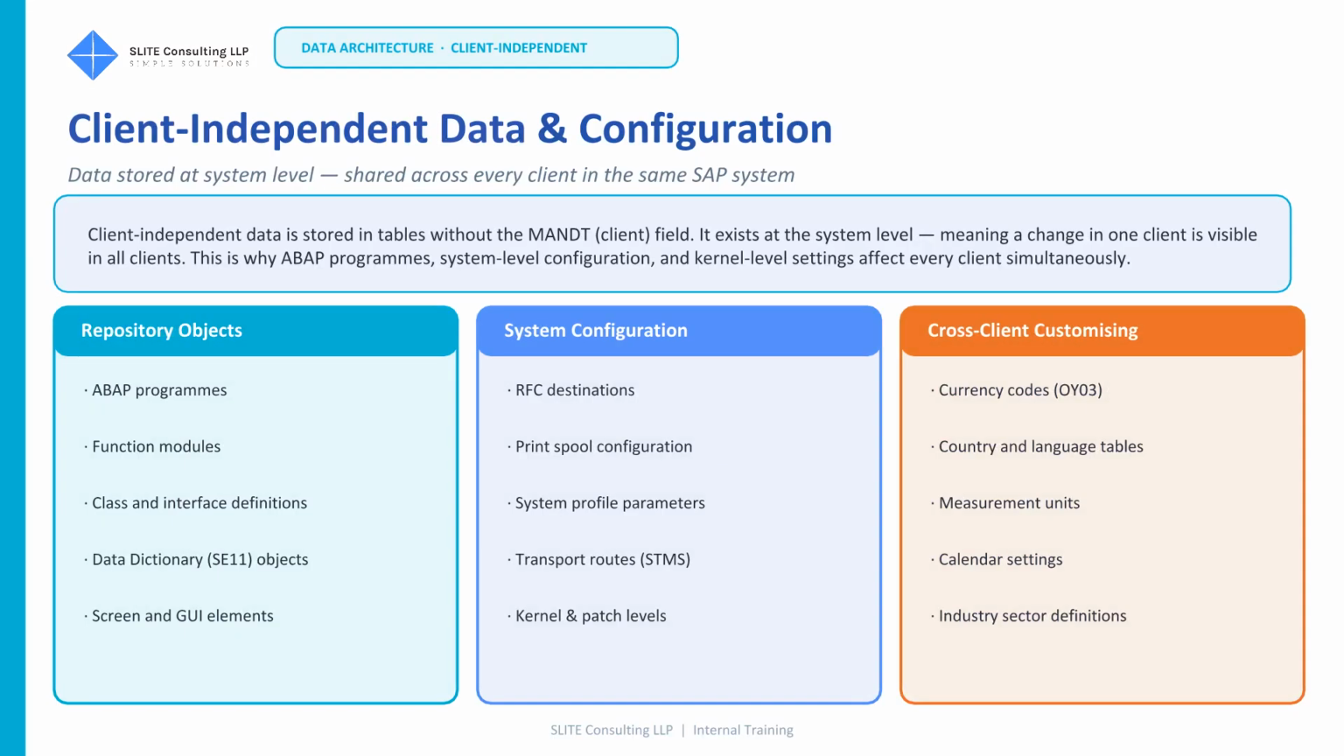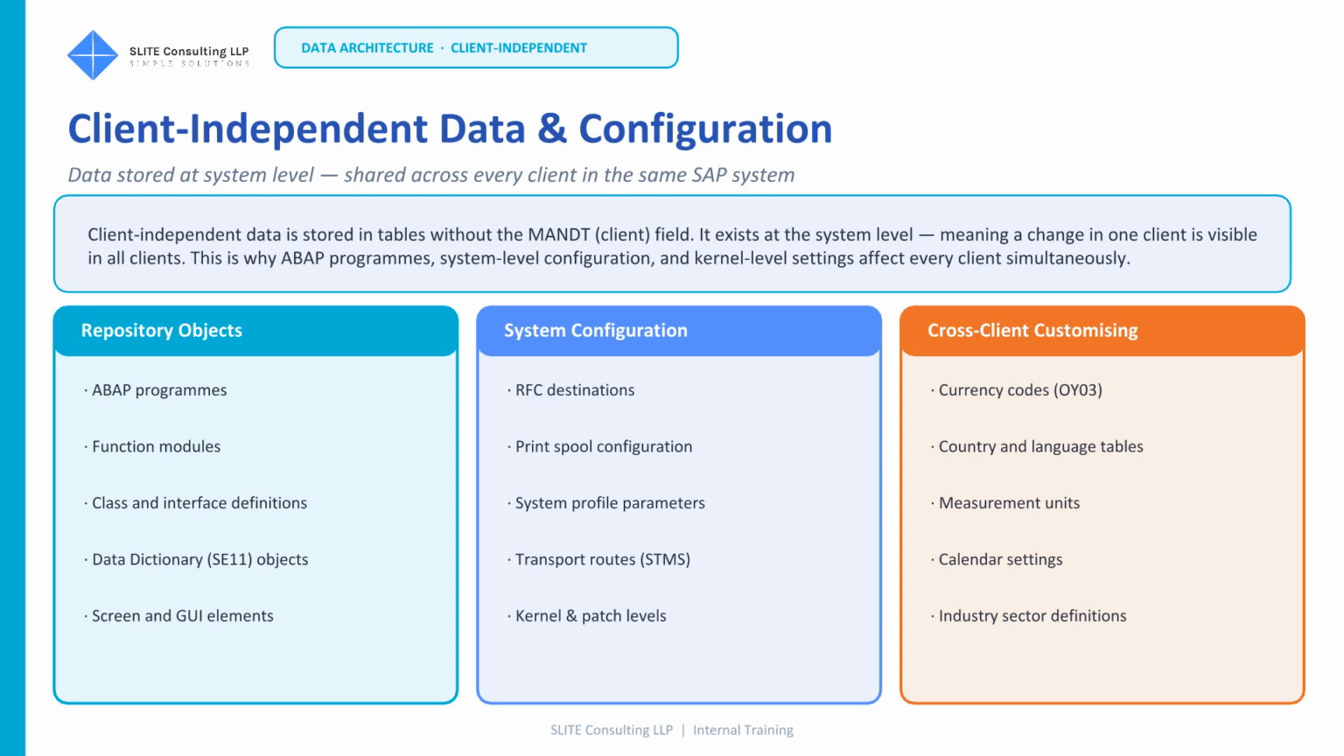Client-independent data is fundamentally different. It is stored in database tables that do not have the MANDT field, meaning it exists at the system level, not the client level. ABAP programs are client-independent. Function modules are client-independent. Data dictionary objects, table definitions, data elements are client-independent. RFC destinations and system profile parameters are client-independent.